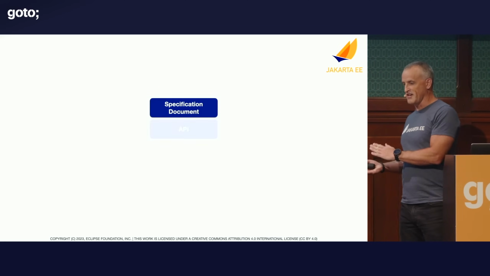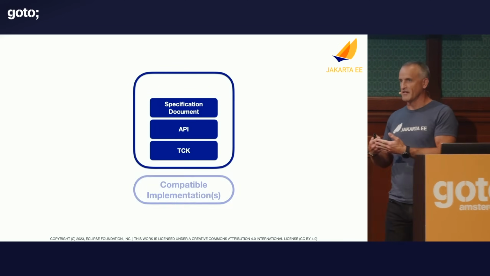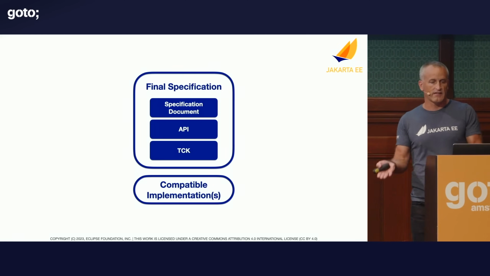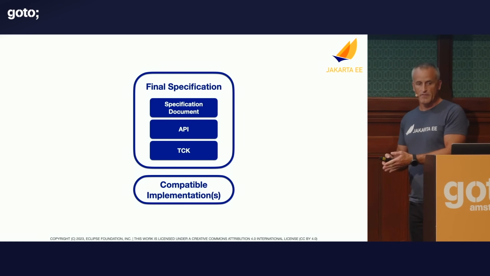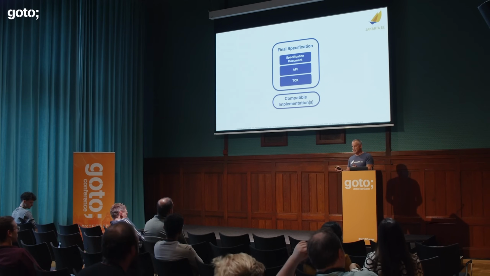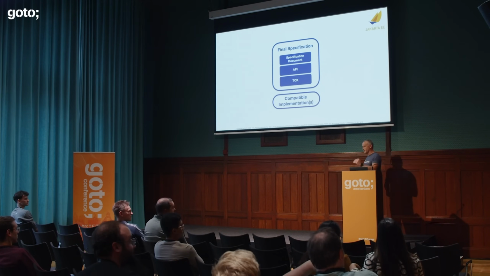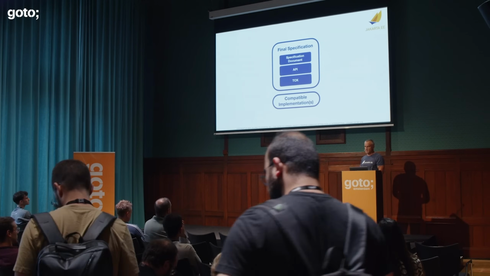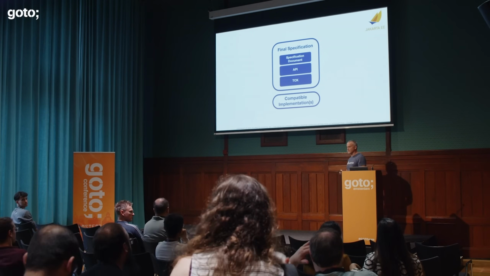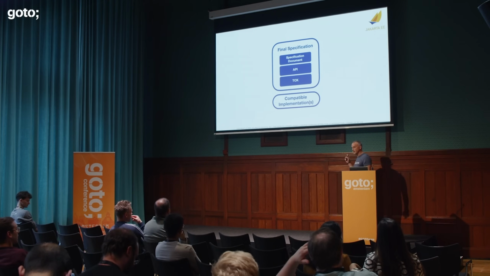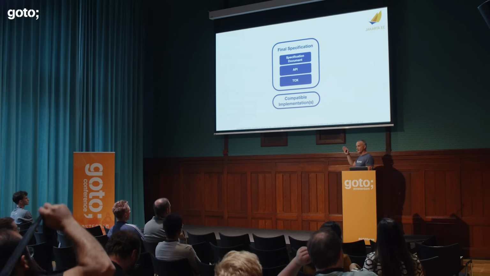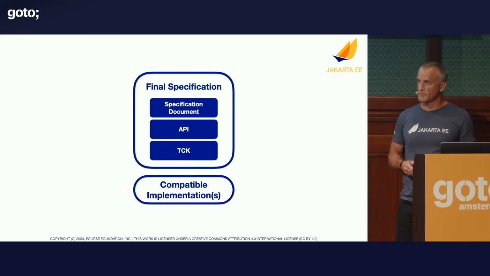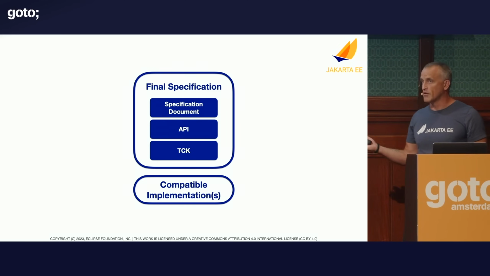And specifications in Jakarta EE are composed of three artifacts. That's the specification document, an API, and a TCK, or test compatibility kit. The test compatibility kit is a set of tests that checks that an implementation implements what is written in the specification document and defined in the API, and fulfills all the requirements there. And when it passes the TCK, it's a compatible implementation. We need at least one open source compatible implementation to ratify a final specification. After that, it can be a commercially licensed product that implements the specification, but we need at least one open source. And to date, most of them are open source anyway.